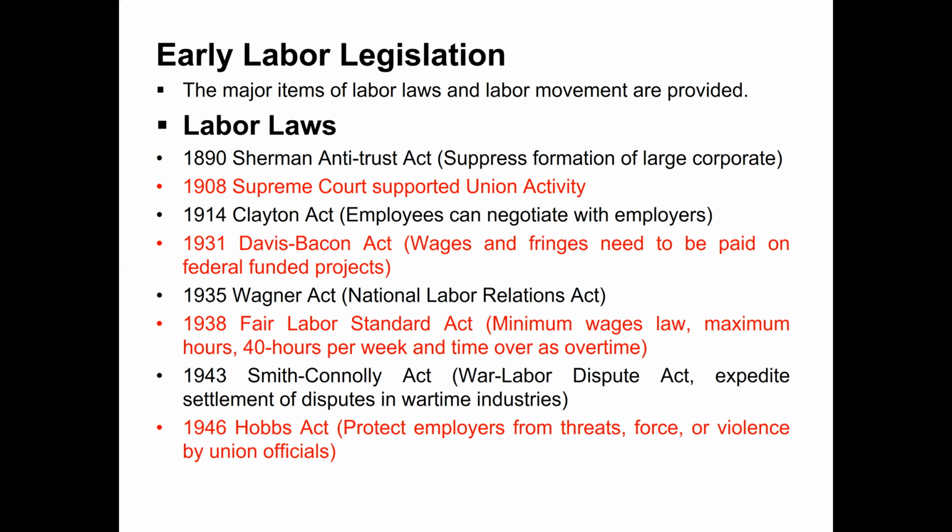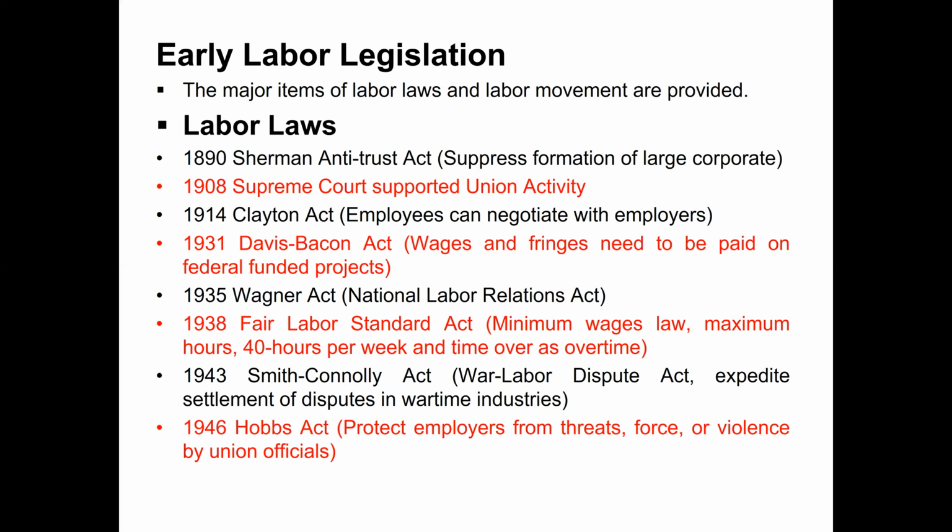In 1931, another act, the Davis-Bacon Act, was approved, requiring that wages and fringes be paid on federally funded projects. In this act, all the wages and their benefits have to be paid on federally funded projects. They say that they will pay other benefits also, other than the wages, on federally funded projects by the central government.